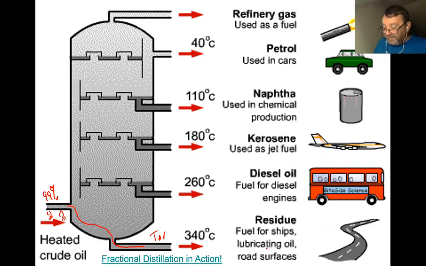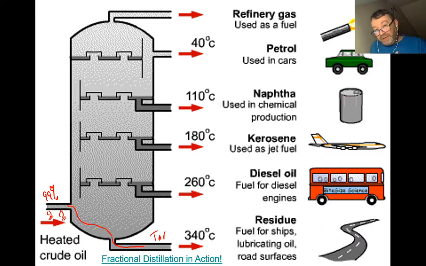Okay, or tar. All the rest vaporize, and the ones that have the smallest length are the ones that have the lowest boiling point, and they will go right to the top. So things like methane, ethane, propane, and so on. And then as the chains get longer, the boiling point goes up. Okay, so next we've got petrol, then next longest will be naphtha, kerosene, diesel oil, and so on.